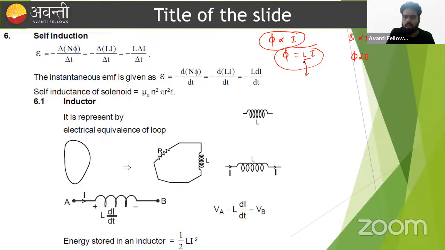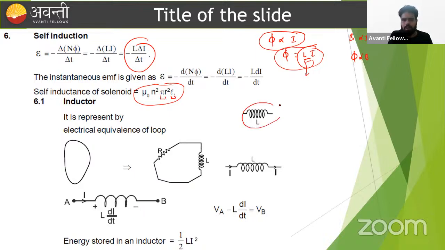And if we put this value in the formula of the Faraday law, d phi upon dt, this will become this formula. I hope this is clear. And for the self inductance of the solenoid, we have to keep in mind its proportionality to N. We can say this is mu naught N square pi R square L, where this is the area and this is the length.